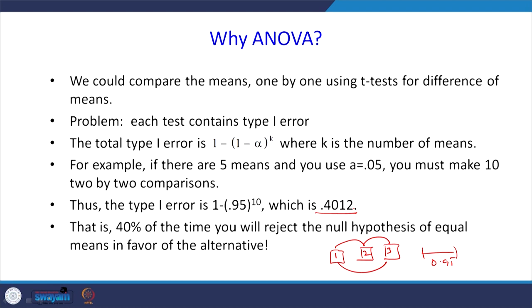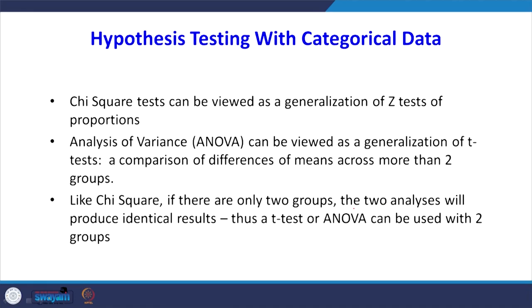Whenever you want to compare more than 2 populations, you should go for ANOVA. Here it is hypothesis testing with categorical data, because we are going to say group 1, group 2, group 3. We have seen the 2 sample Z proportion test. You remember the 2 sample Z proportion test. If you want to compare the proportions of more than 2 populations, you should go for the chi-square test. Similarly, if you want to compare the means of more than 2 populations, you should go for ANOVA.